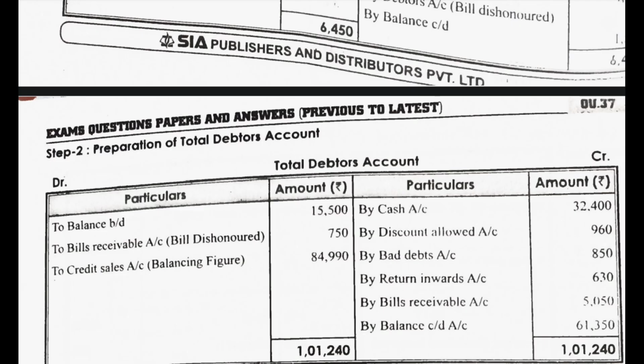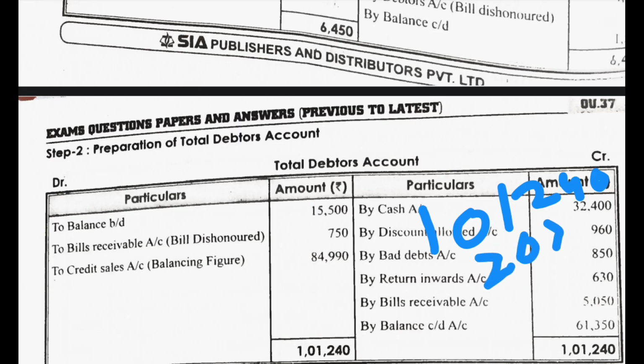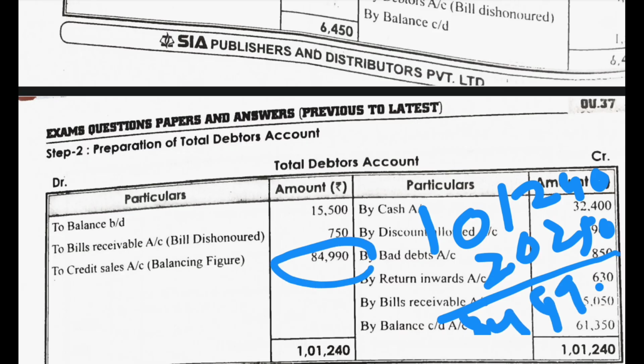It's clear, no? So the balancing figure at this, all items, we will get 1 lakh 1,240 we are getting, and debit side 15,500, and bills receivable dishonored 750. So this will be 20,250. Now after deducting this we are getting 84,990 credit sales.